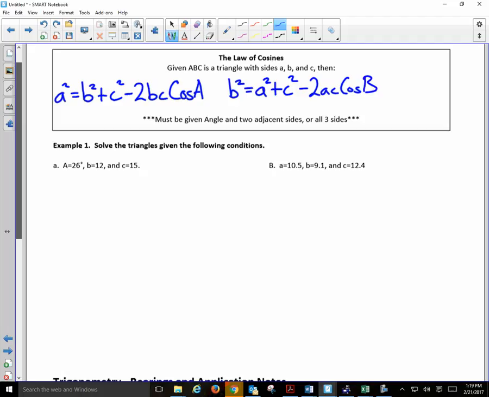And then what if we wanted to solve for C? We'd have C squared equals A squared plus B squared minus 2AB cosine of C. And so if you look at the last one, it's very similar to the Pythagorean theorem, isn't it? A squared plus B squared is C squared, but you've got this minus 2AB cosine of C. So you just have to add that in there. It's pretty helpful, and actually it looks like it's a lot worse than what it is. When we actually work out the problems, they go rather quickly.